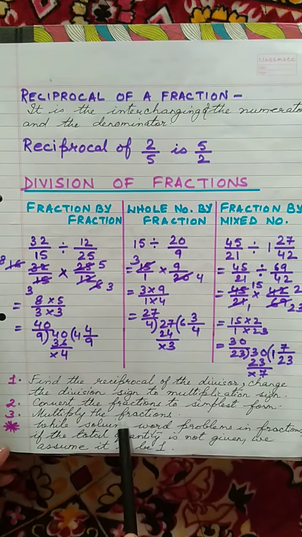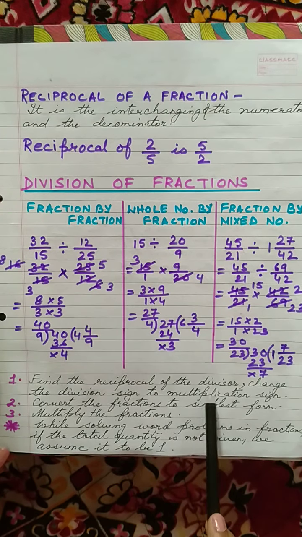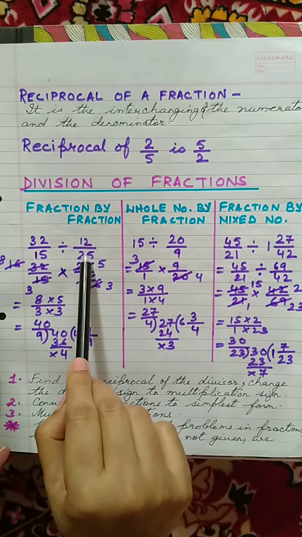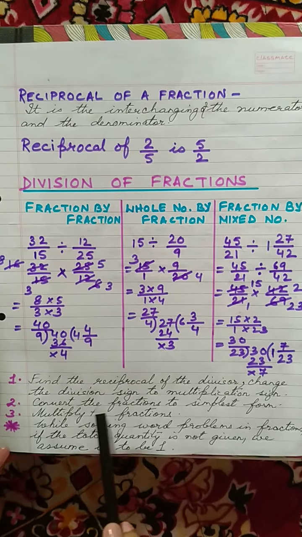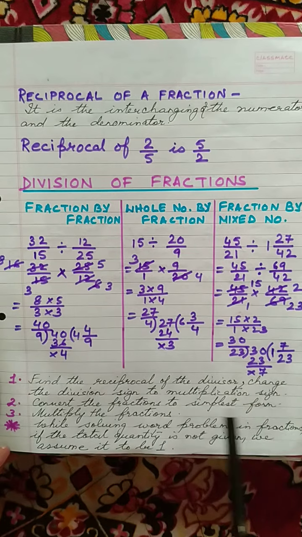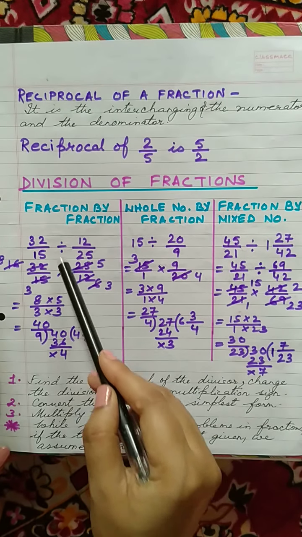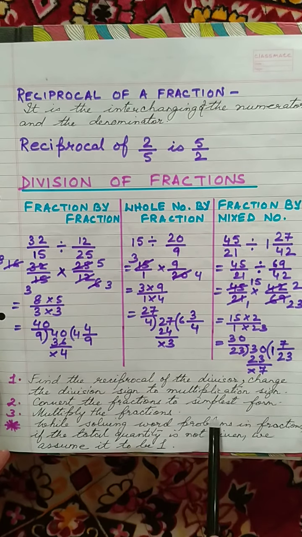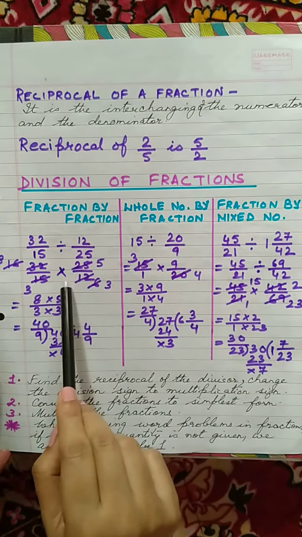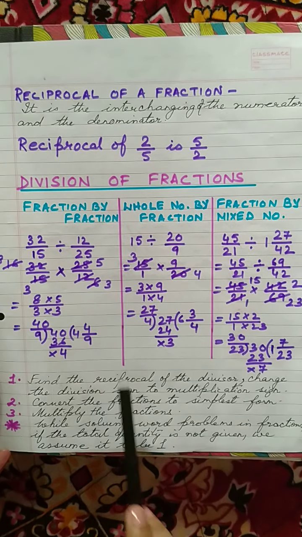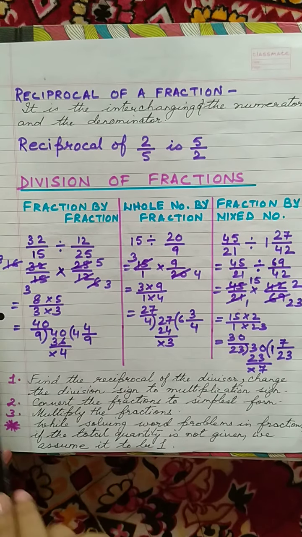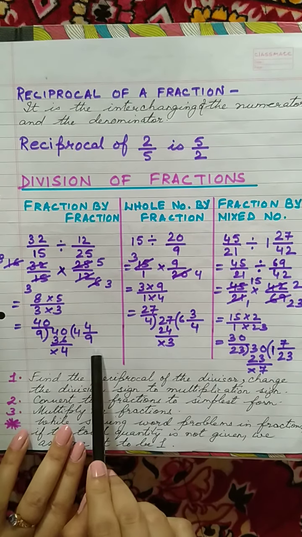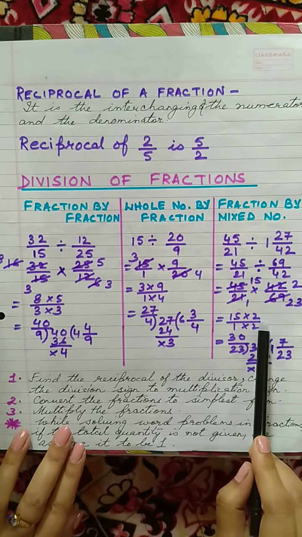Now let us see the points. Find the reciprocal of the divisor, that is the fraction on the right hand side. This is your divisor. Change the division sign to multiplication sign. As soon as we find the reciprocal, we have to change the division to multiplication sign. Convert the fractions to simplest form, then cancel and bring them to the simplest form and multiply the fractions as we did for multiplication. So let us see how we do it. We have three types of fractions again here.